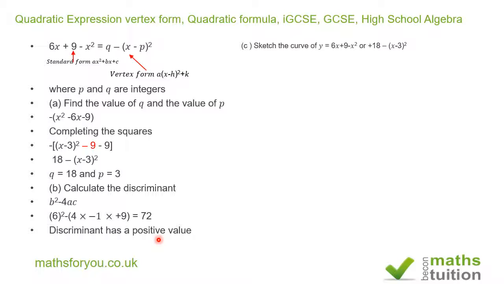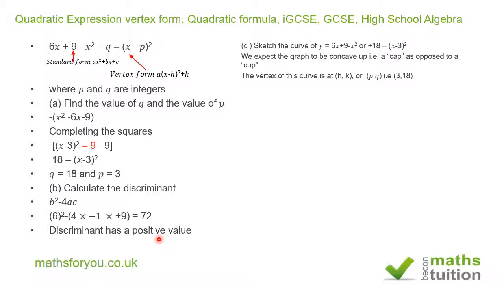For part C, it then says sketch the curve of y is equal to 6x plus 9 minus x squared. Go back to the original expression now, or if you like, plus 18 minus x minus 3 all squared. Now we need to find critical points. The first critical point is going to be the vertex. The vertex is the point p, q, and we know that p is 3 and q is 18, so the vertex is the point 3, 18.